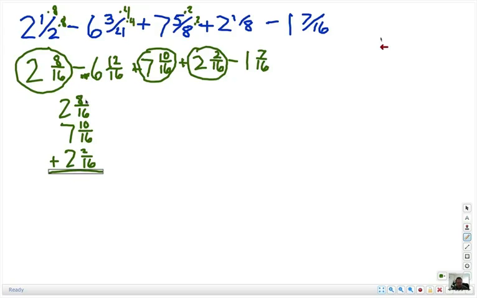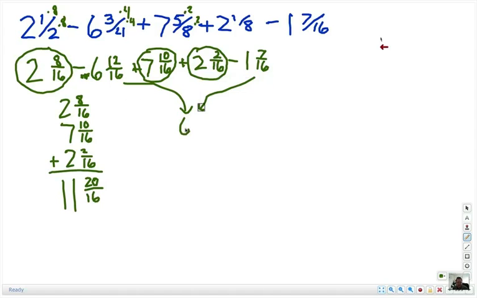Now if I look at my fractions, 8/16, 10/16, and 2/16, that would be 20/16. And then 2 and 7 and 2 make 11. Now I'm going to go ahead and leave it in that form because I know it's a top-heavy fraction, an improper fraction. Sure, I could simplify it, but it's possible that we might have to borrow from this to do our subtracting. So let's go ahead and look at this fraction here and this mixed fraction here.